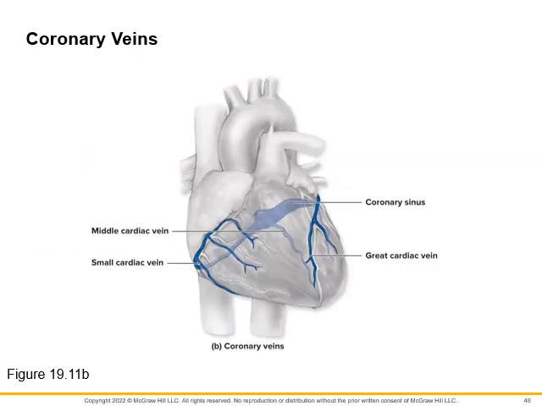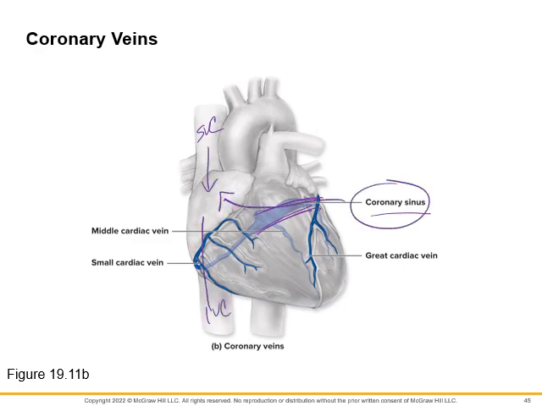So here is the coronary sinus. You really can only see it on the back side. That's why it's kind of ghosted out here. So we have superior vena cava, we have inferior vena cava, and we have coronary sinus. All three of these are going to drain deoxygenated blood to the right atrium.